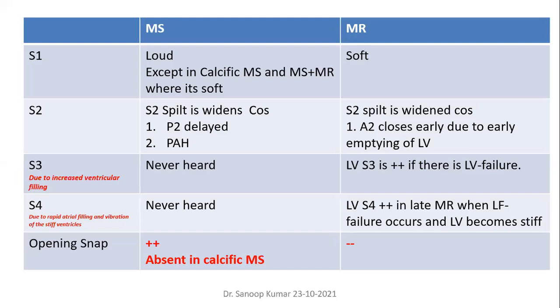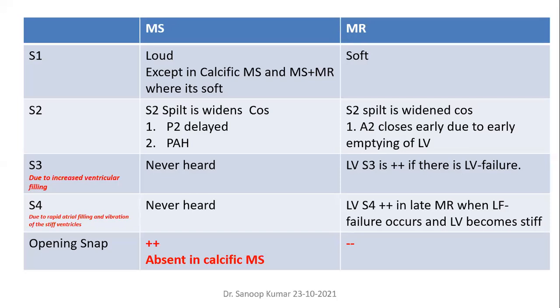And about S3, last week I told you S3 is due to increased ventricular filling. In MS, since there is mitral stenosis, blood is not going to come from your left atrium to your left ventricle. So S3 cannot be expected in a case of mitral stenosis.